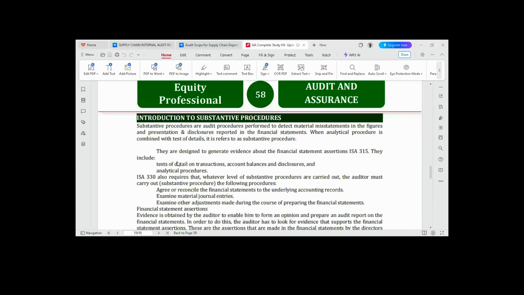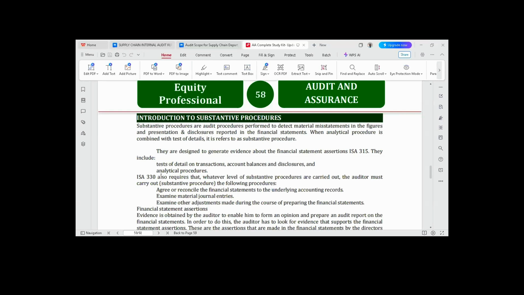So, like I was saying, the more assurance that the external auditor gets from the test of controls, the less work is going to be carried out on test of detailed transactions. Okay, the less he is going to do, and vice versa. All right. Now let's continue.